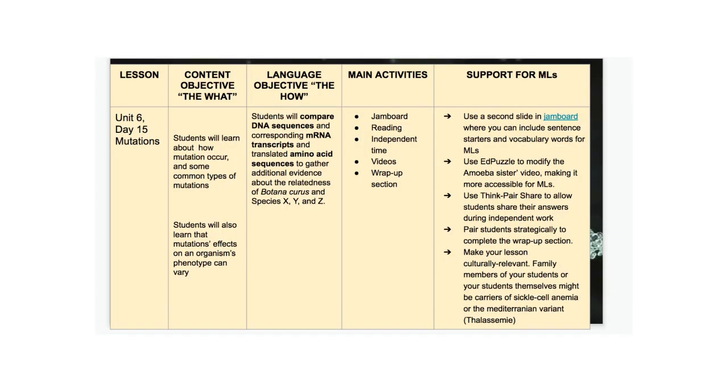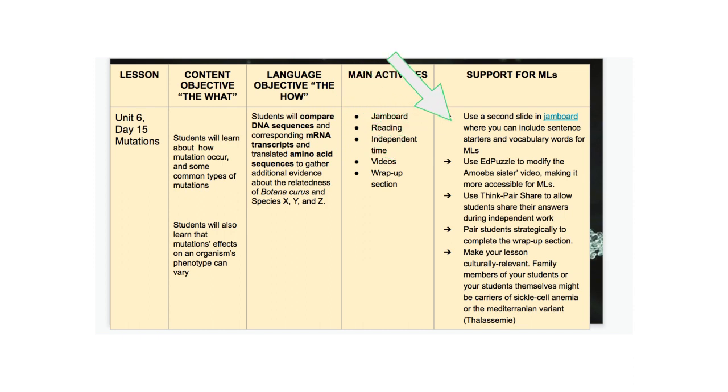Lastly, day number 15 on mutations include the following content objective. Students will learn about how mutations occur and some common types of mutations. Students will also learn mutations' effects on an organism's phenotype can vary. As language objectives, we have students comparing DNA sequences and corresponding mRNA transcripts. As main activities for the day include the Jamboard, reading independent time videos, and wrap-up section.